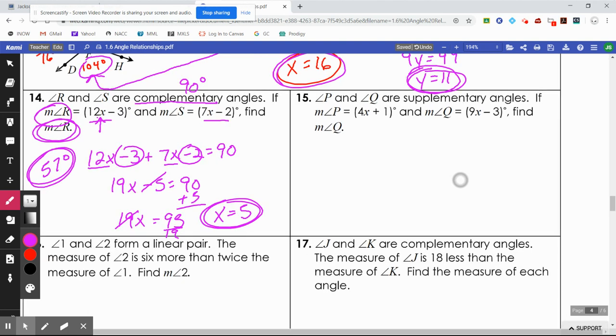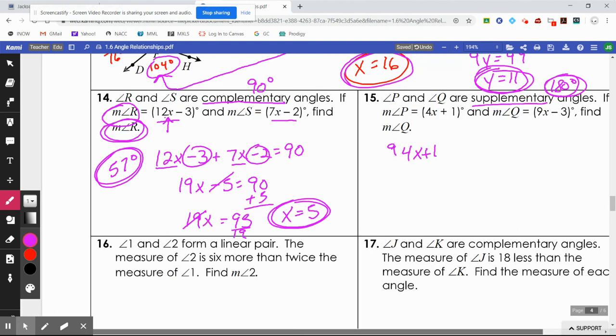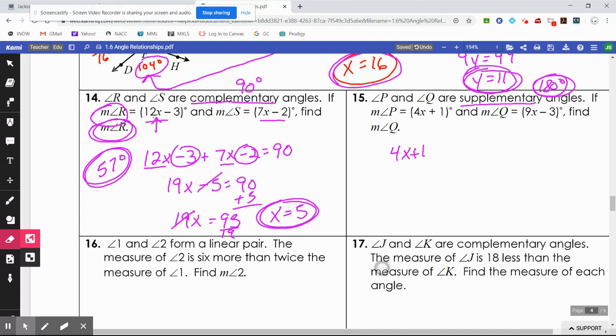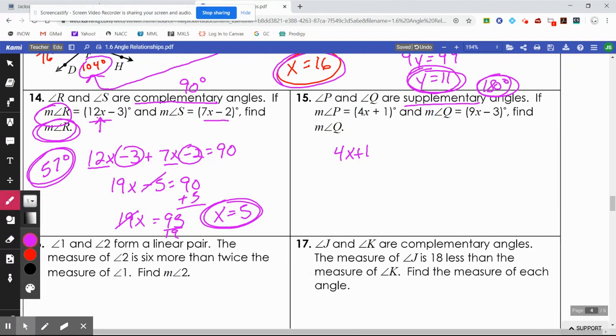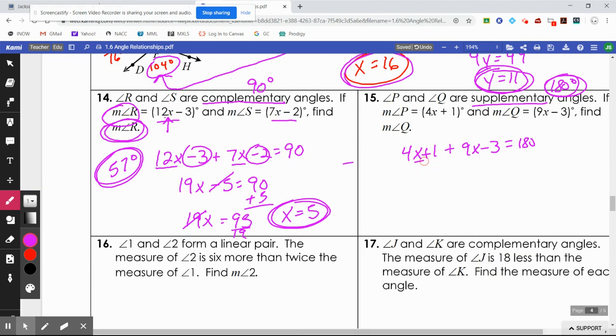Number 15, it says P and Q are supplementary angles. Again, supplementary is going to mean they're going to add up to 180 degrees. Here's P. Here's Q. So Q was 9x minus 3. Since they're supplementary, that means when I add the two angles, it's going to equal 180. There's your relationship. Combine your x's.